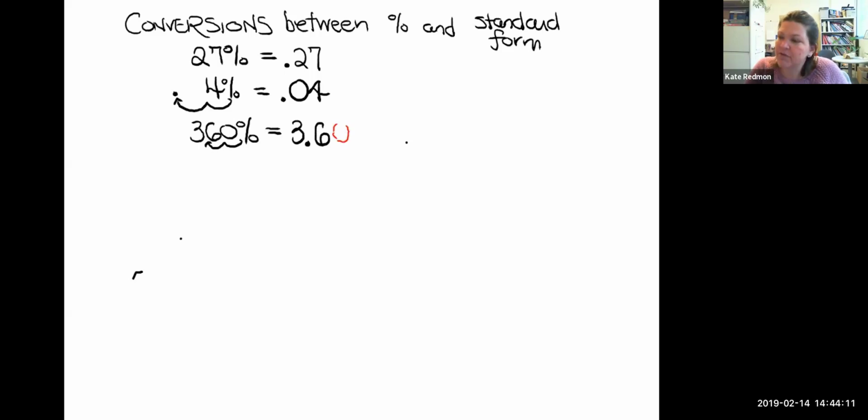But we talked about this before. Trailing zeros, ones at the end, don't matter. Oppose that to sandwiched zeros. See this 0 that's sandwiched between the decimal and the 4? That one matters because it's holding 4 in its place.